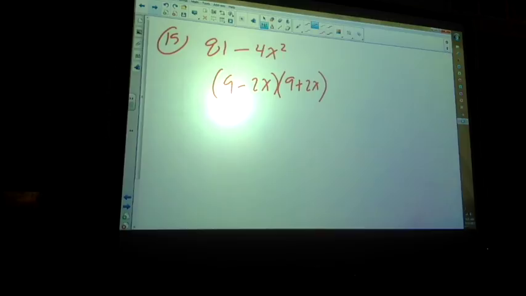I don't understand the binomial. Binomial, good term. Look at that. It's so confusing.